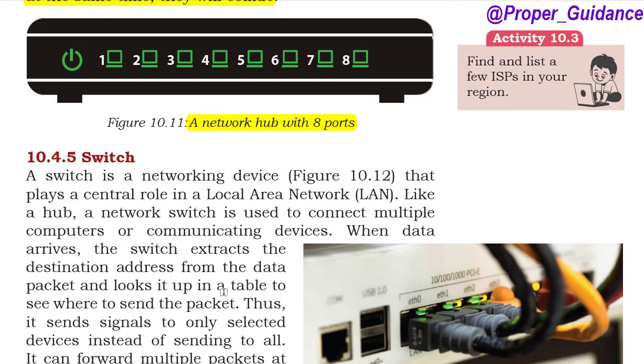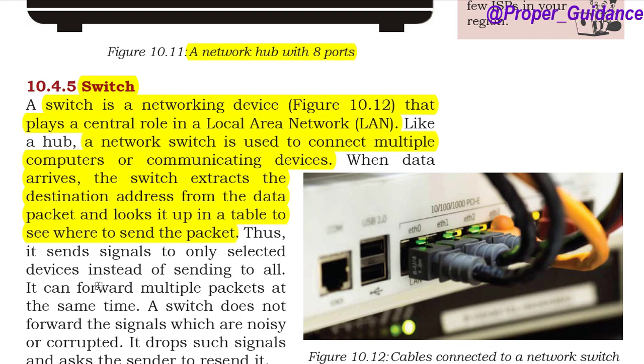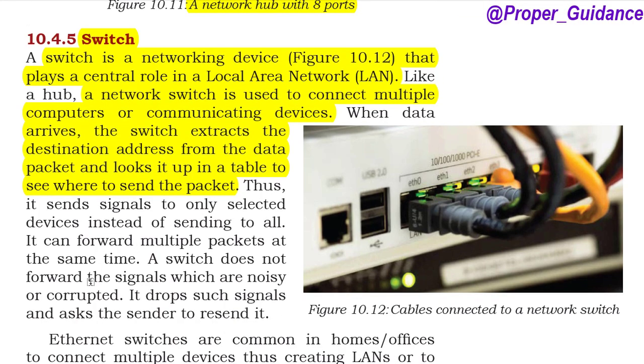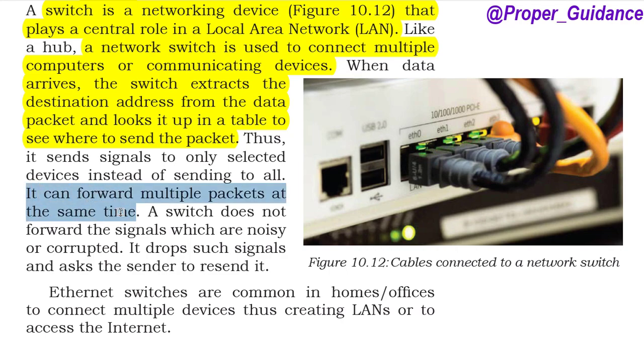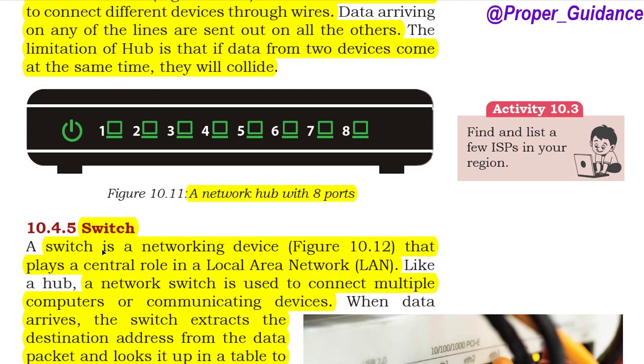Okay. Next, switch. A switch is a networking device that plays a central role in a LAN. Like a hub, a network switch is used to connect multiple computers or communicating devices. When data arrives, the switch extracts the destination address from the data packet and looks it up in a table to see where to send the packet. Thus, it sends signals to only selected devices instead of sending to all. It can forward multiple packets at the same time. So, this is the advantage of a switch over a hub.